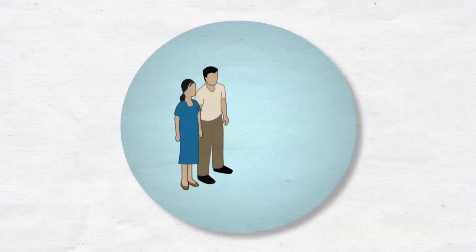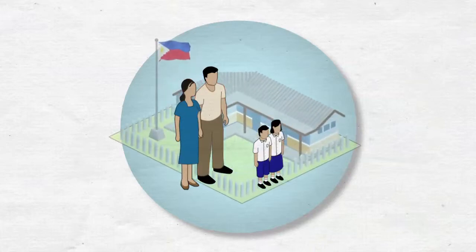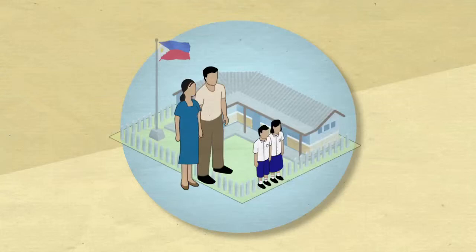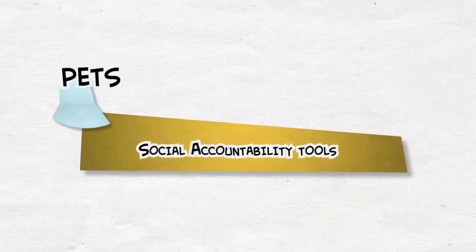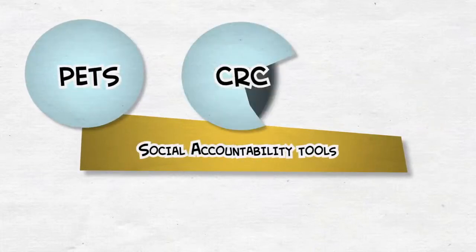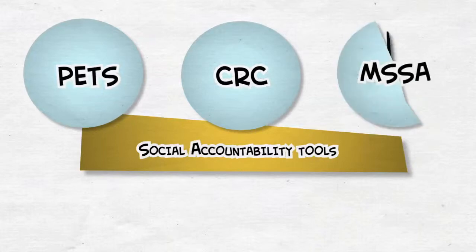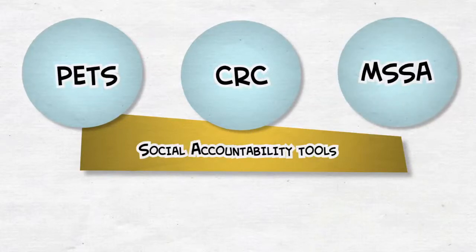As parents, it is our right and obligation to get involved in our child's education. This is our primary advocacy, why we engage constructively with our fellow parents and other stakeholders in the education sector. In the previous videos, you have learned some of the tools for social accountability, such as Public Expenditure Tracking Survey, PETS, Citizen Report Card, CRC, and Multi-Stakeholder Social Audit, MSSA.